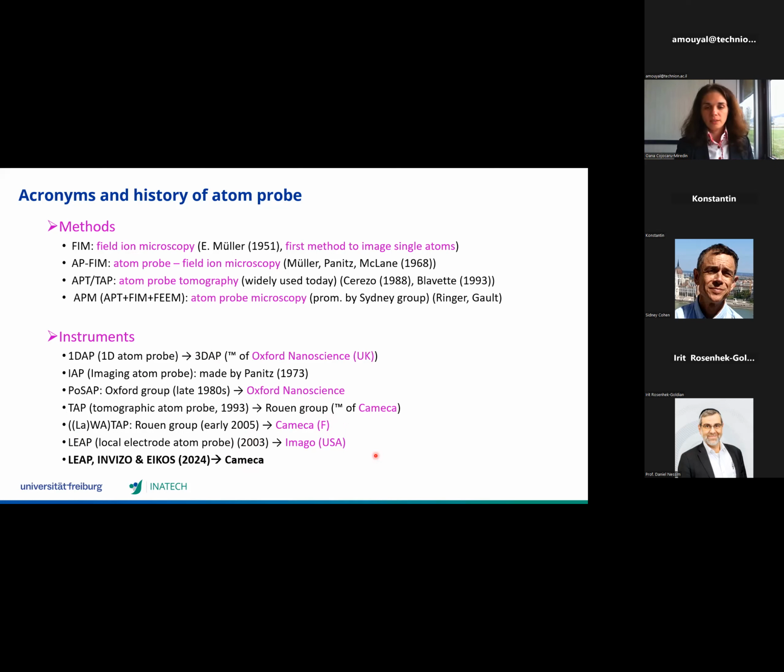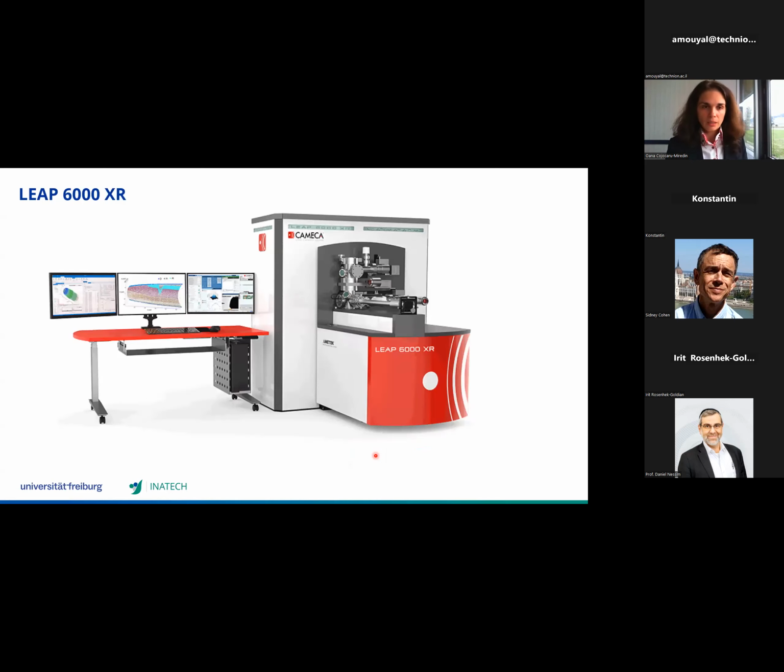So what is the status now? Basically, the French LAWATAP is not commercialized anymore. The Imago company had been bought by Ametek Cameca, and they decided to close the LAWATAP setup developed by the French group, and they only develop nowadays the LEAP systems, and other new systems have appeared on the market by the same company, which are the Invizo and EIKOS. So this is what we have nowadays.